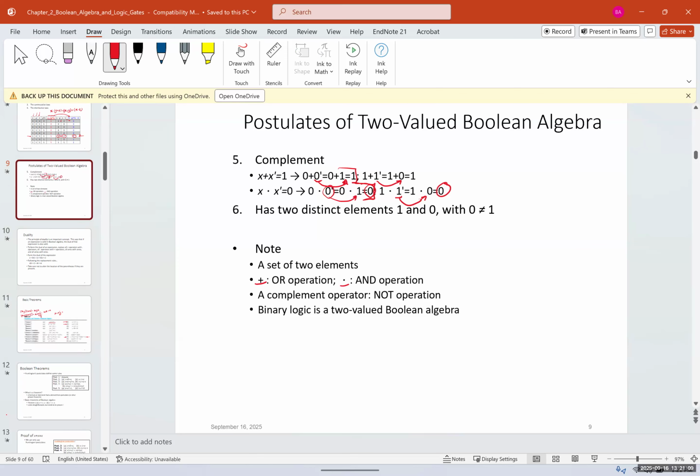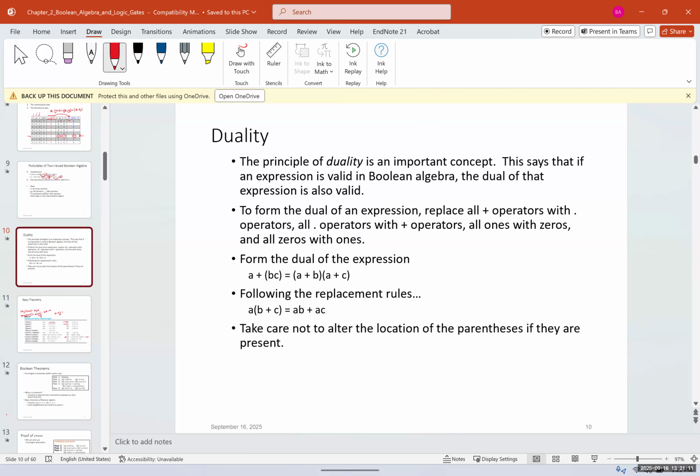Then we have the duality. The principle of duality is an important concept. This says that if an expression is valid in Boolean algebra, the dual of that expression is also valid. To form the dual of an expression, replace all OR operations with AND operators and all AND operators with OR operators, all ones with zeros and all zeros with ones.